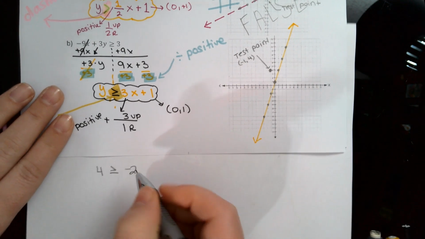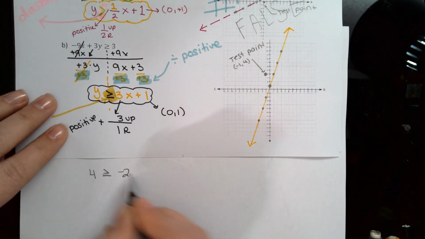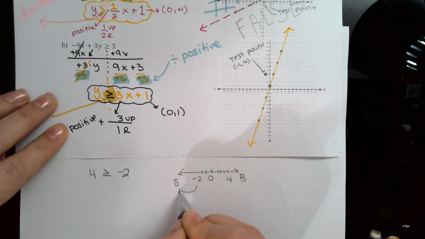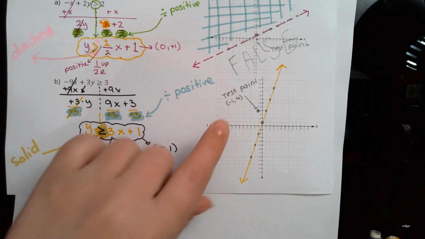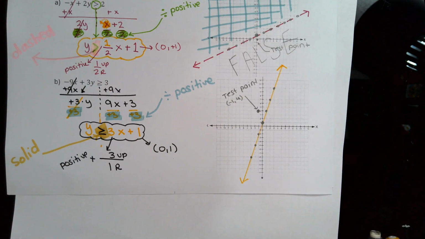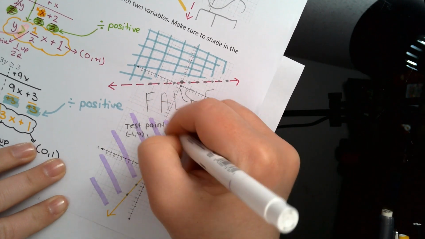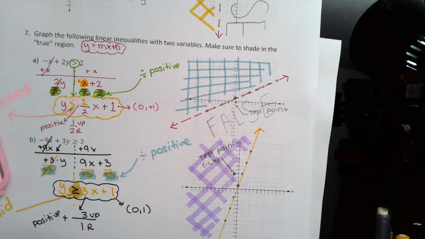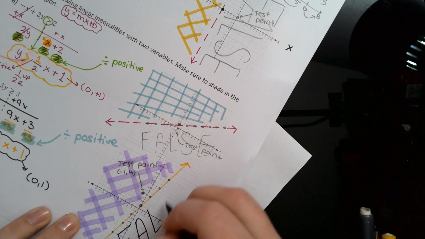And again, we're asking ourselves the question, is this true or false? Is 4 greater than -2? Use a number line if you need to. Here's 0, 1, 2, 3, 4 is bigger. 1, 2, -2 is smaller. So is 4 bigger? Yes, this is true. So because our testing point is true, we are going to be shading in that true region where our test point is. Okay, that means on the other side, this is all of our false section.